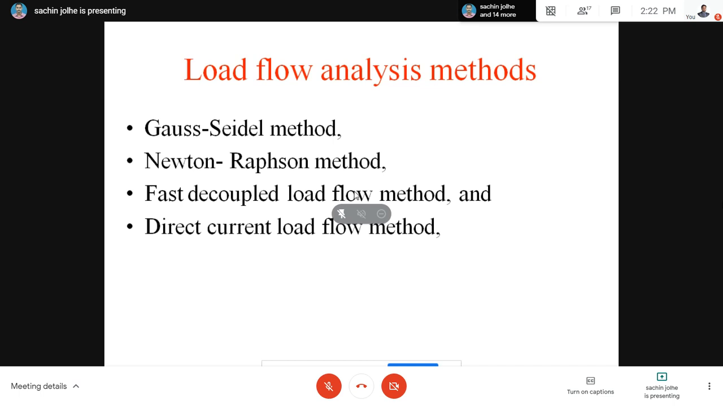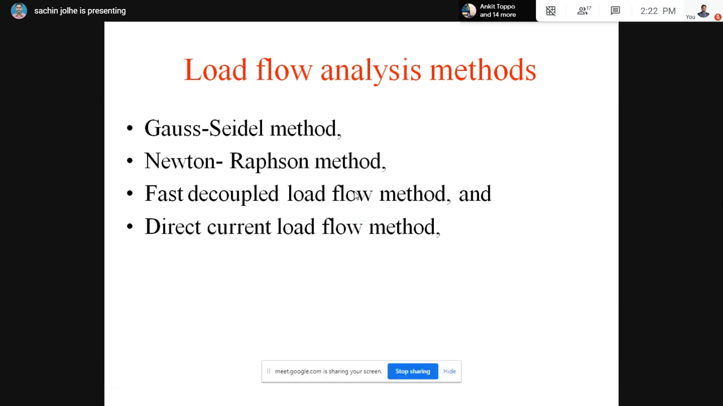Then there are different methods to analyze how the power is flowing, or to calculate the different parameters of the power system or the load. This is called load flow. The methods are the Gauss-Seidel method, Newton-Raphson method, fast decoupled method, and direct current load flow method. These are the four methods. We will have to see only two, Gauss-Seidel and Newton-Raphson.